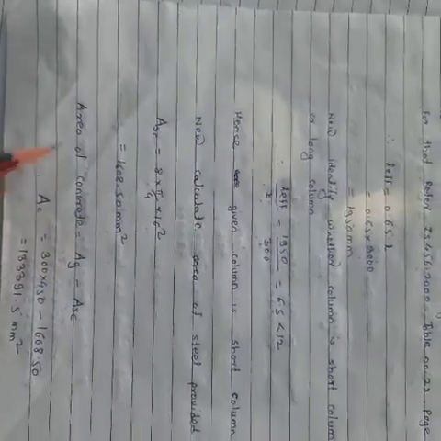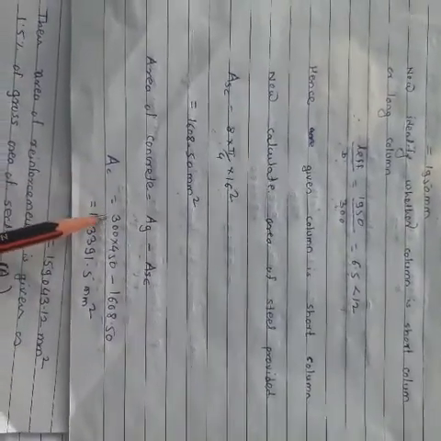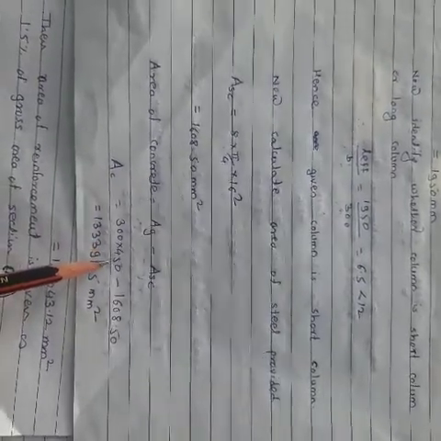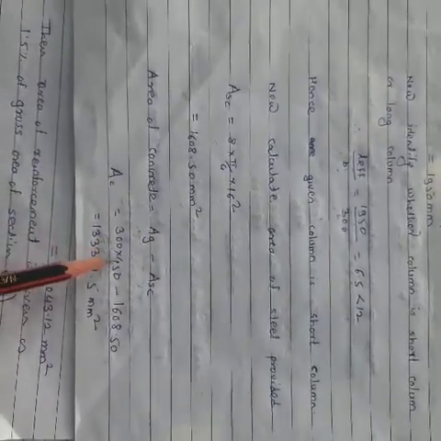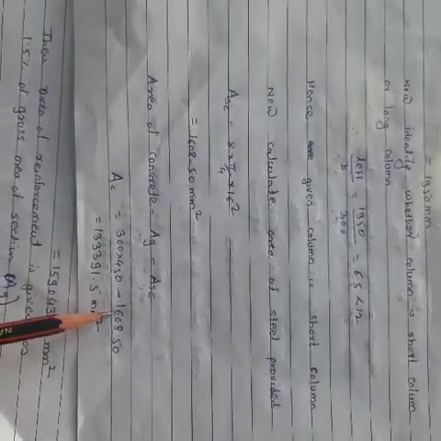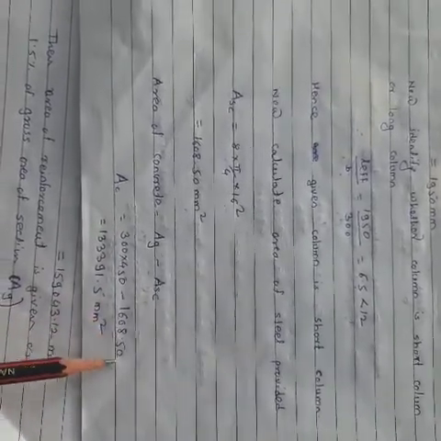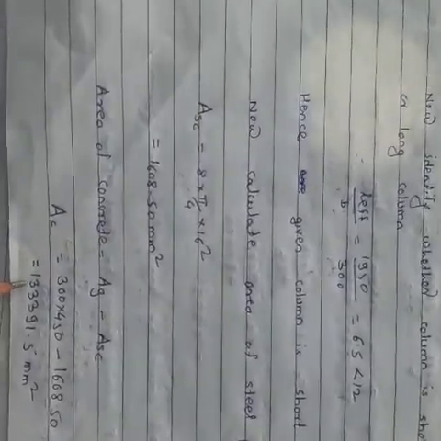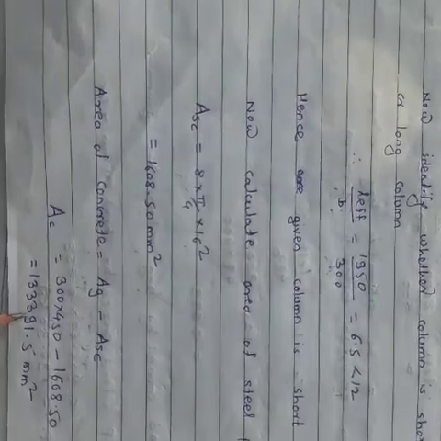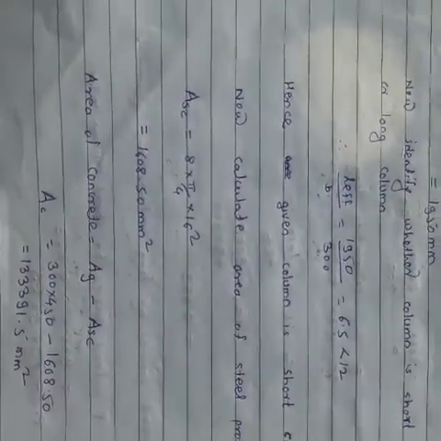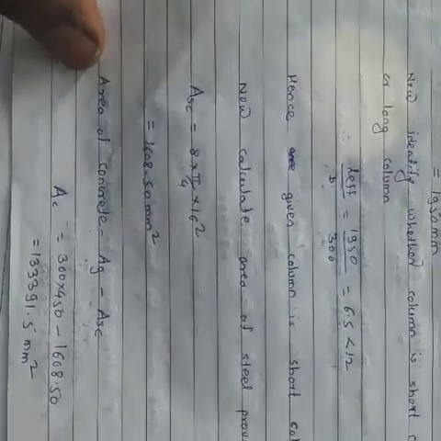Then we have to go for the area of the concrete, that is the net area of the concrete, which is equal to the gross area of the section minus the area of the steel reinforcement provided in the column. The gross area of the column is nothing but 300 multiplied by 450, the dimensions of the column, minus the area of the steel reinforcement, that is 1608.50. After simplifying this, we are getting the area of the concrete equal to 133391.5 mm square. This is the net area of the concrete.